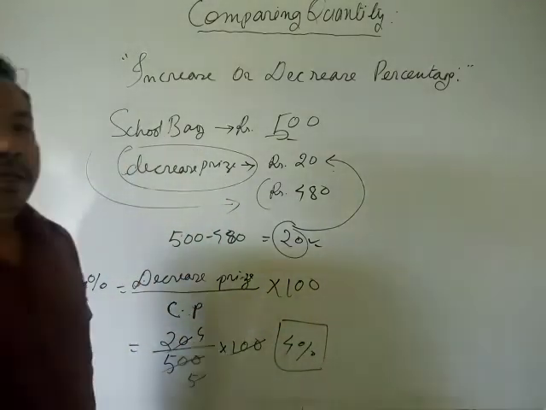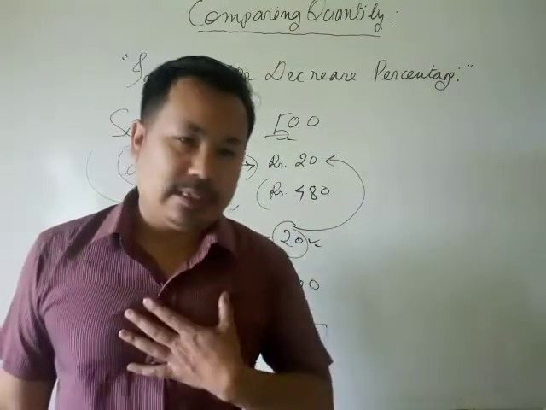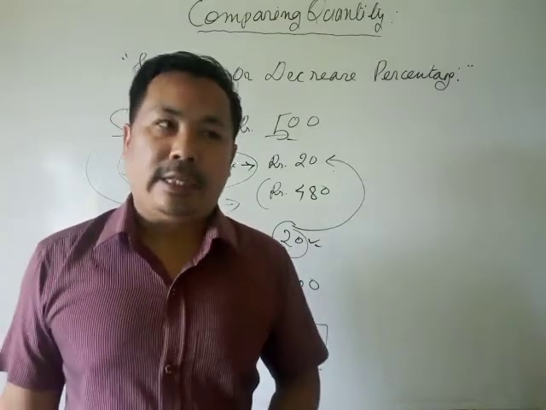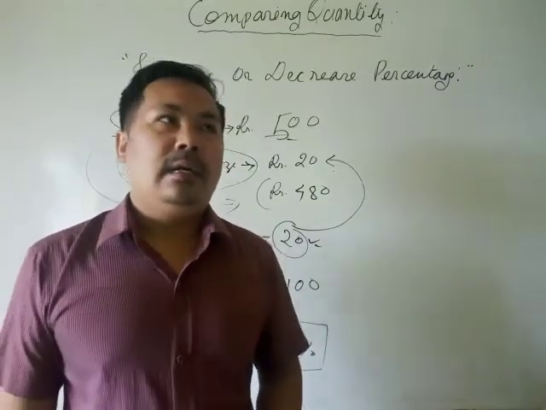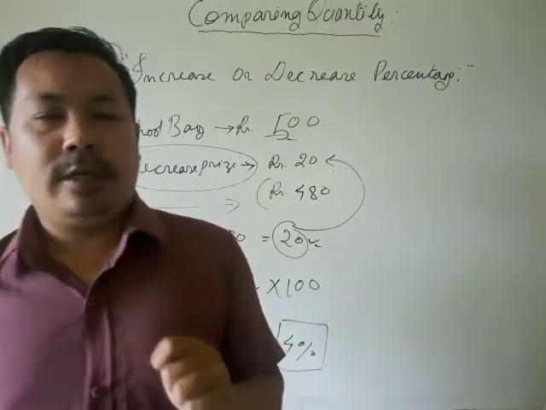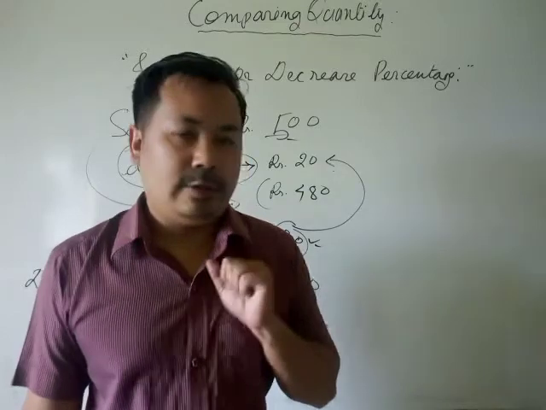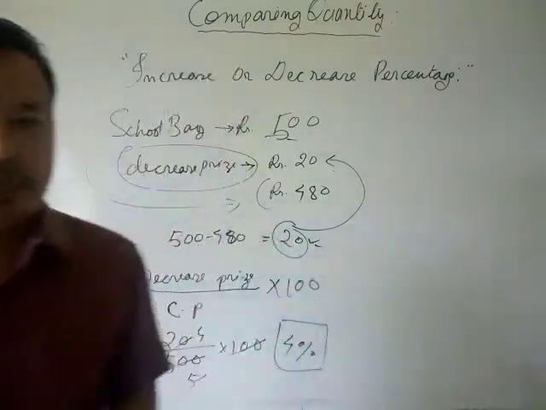Okay, clear? So this is how we find the decrease or increase percentage. Once again, increase or decrease percentage is equal to decrease divided by cost price into 100, or increase divided by cost price into 100. Let us go to the next point.